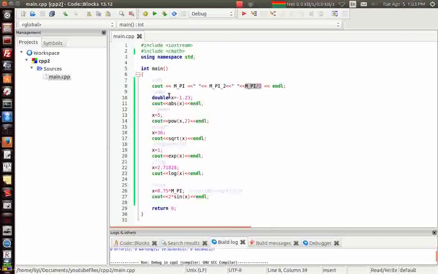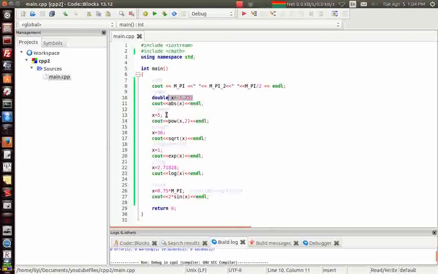The next function is the absolute value. So for example, if I have a negative number x, and then I can print out the absolute value of x, which is the positive part of that.